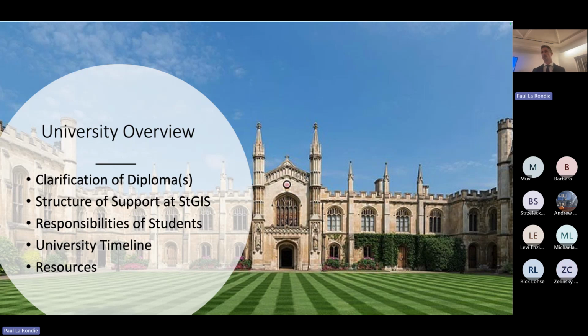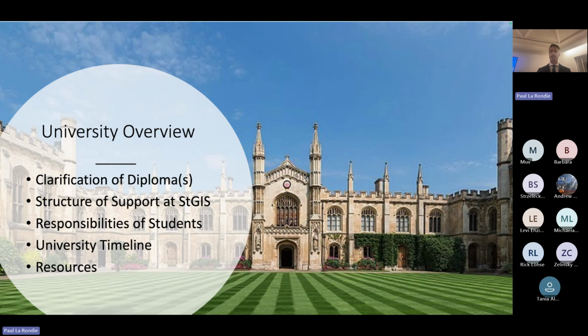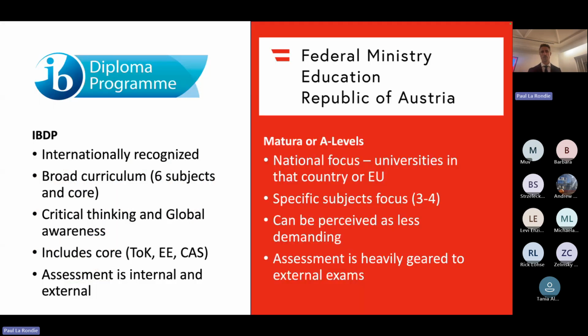And go through the general university timeline, kind of the checkpoints that we're expecting along the way, as well as a little bit of an overview of the resources that we use. So those are the key things I want to go through tonight. And let's start with the diploma itself.